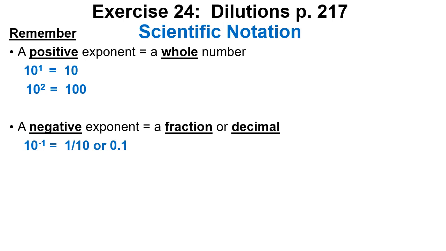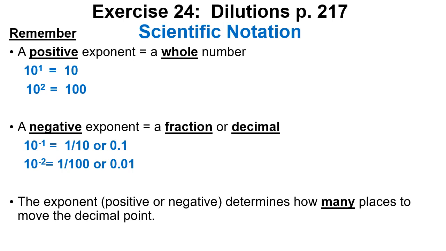So for example, 10 to the negative 1 is the same as 1 over 10 or 0.1. This is a fraction. 10 to the negative 2 is the same as 1 over 100 or 0.01. Again, this is a negative exponent, therefore a fraction. The exponent, whether it's positive or negative, determines how many places to move the decimal. We move the decimal to the left or to the right, depending on whether it's a positive or negative exponent.